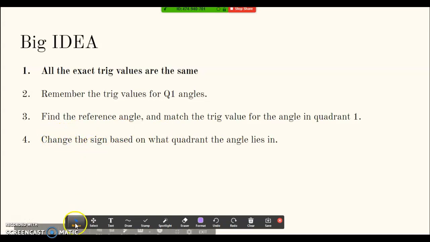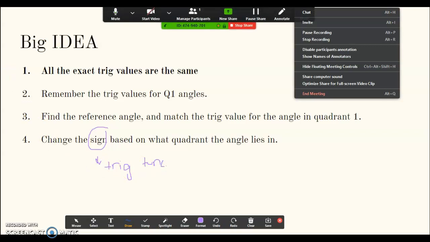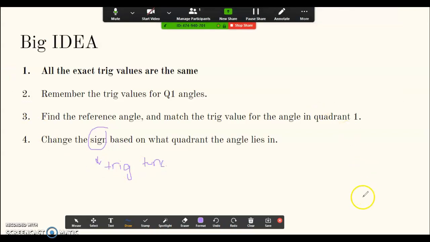And remember, when we talk about changing the sign, we're actually talking about changing the sign of the trig function based on the quadrant. Whatever the trig value is, we're going to change it based on its quadrant. All right, so let's move on to the next slide.